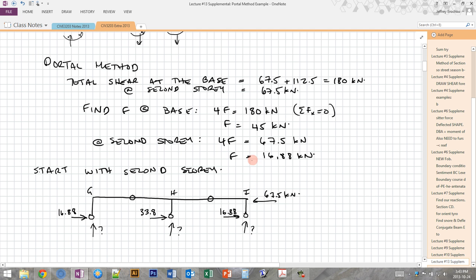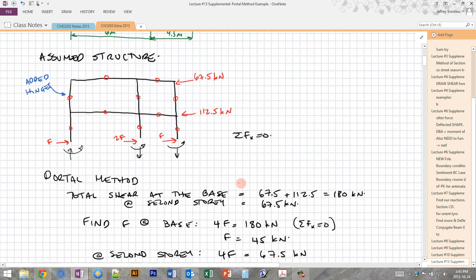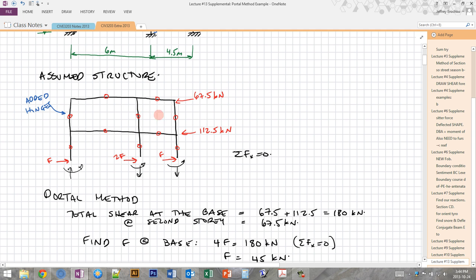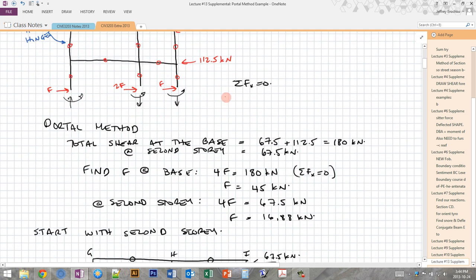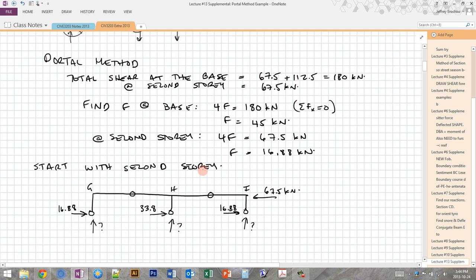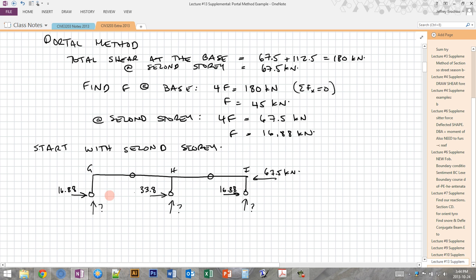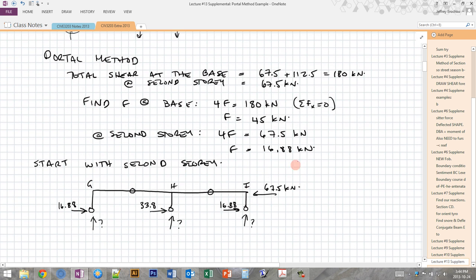So if I cut the second story off at the hinge location, so I'm cutting right here at the hinge, and I show the whole system as a free body diagram, then I get something that looks like this. So I have the horizontal shears that I calculated up here using the portal method, so the inner one is double the outer ones. We also have some vertical loads on these hinge locations, which are unknown right now, and this is the external load that's pushing the system over.